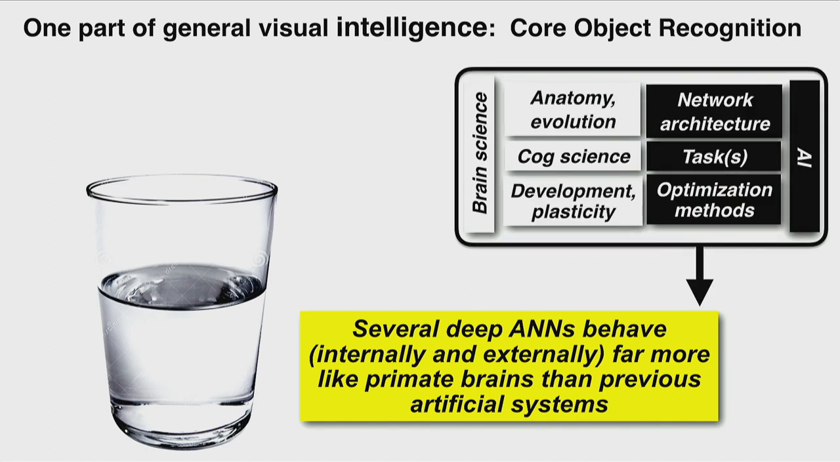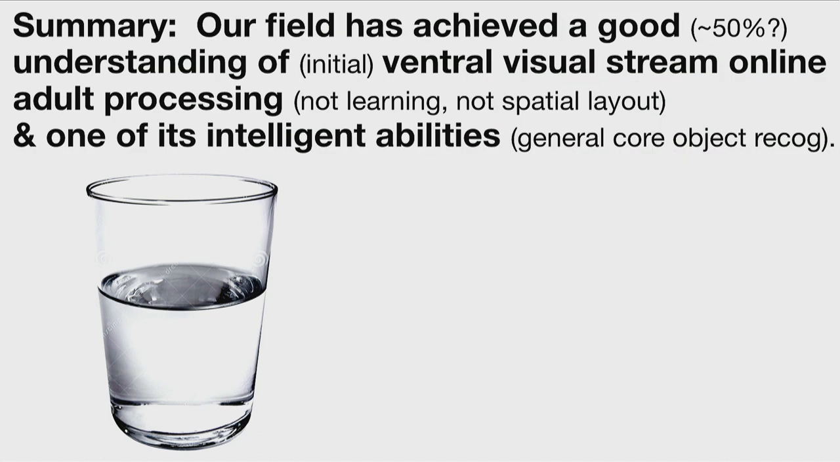This is really an intersection of what I think this course is about. It's an intersection between ideas from brain science and ideas from AI. And this is a version of the slide I showed you early on, the second slide I showed you yesterday. I won't read it out, but it's the combination of these two things coming together that has enabled this. And so if you take a summary of where our subfield is right now, we've achieved a good, let's call it approximately 50%, understanding of the initial ventral visual stream processing, just the first couple hundred milliseconds, not the learning, not the spatial layout of how the neurons live within the brain. I haven't talked about that at all. And one of its core intelligent abilities, general core recognition.